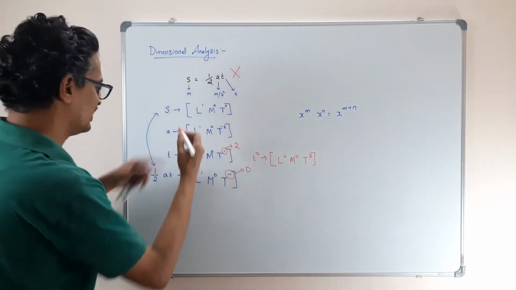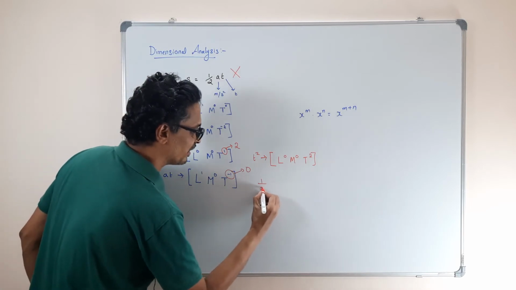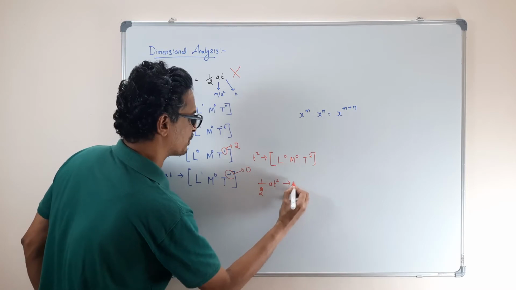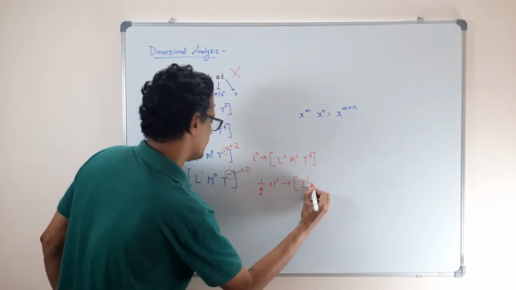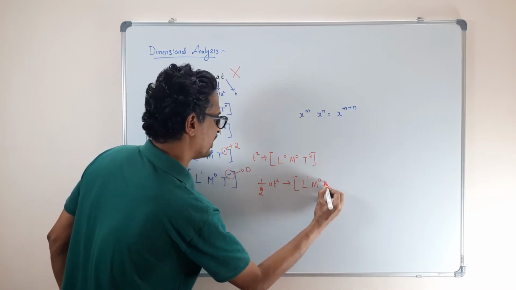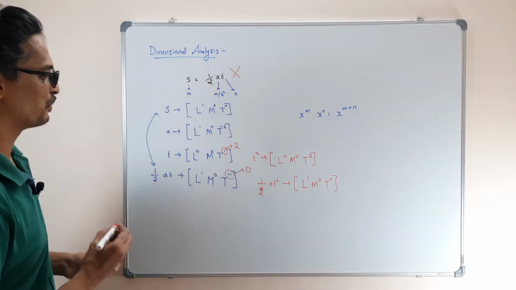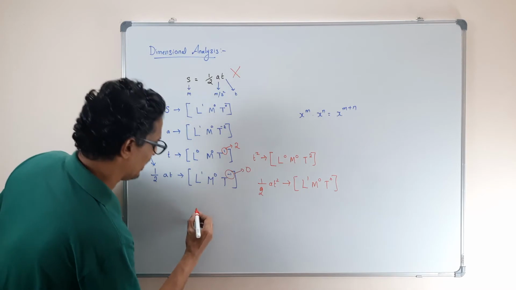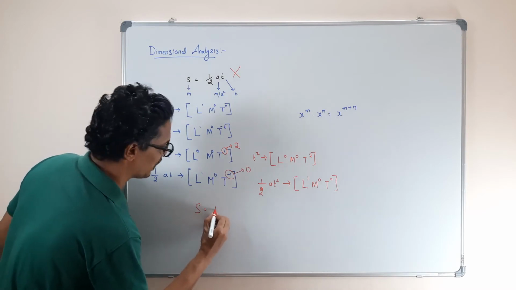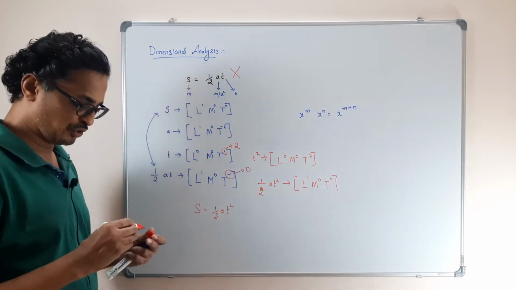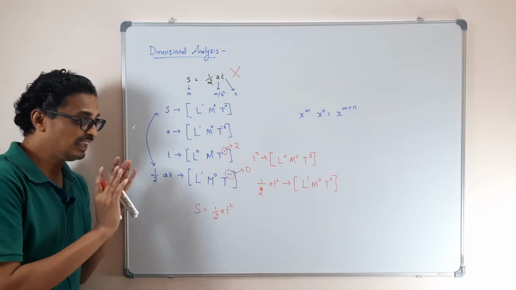Okay, and so therefore, half AT square will have the dimension L1, M0 and T power 0. So you got it? So therefore, the correct equation will be S is equal to half AT square. So you got the idea? So this is the very easiest way.